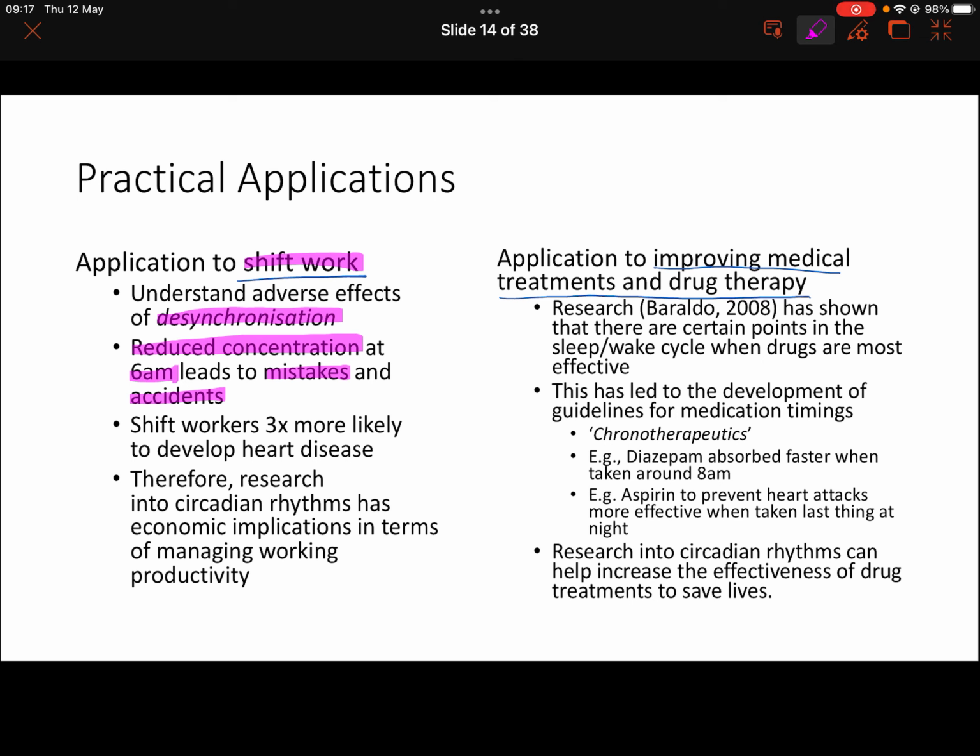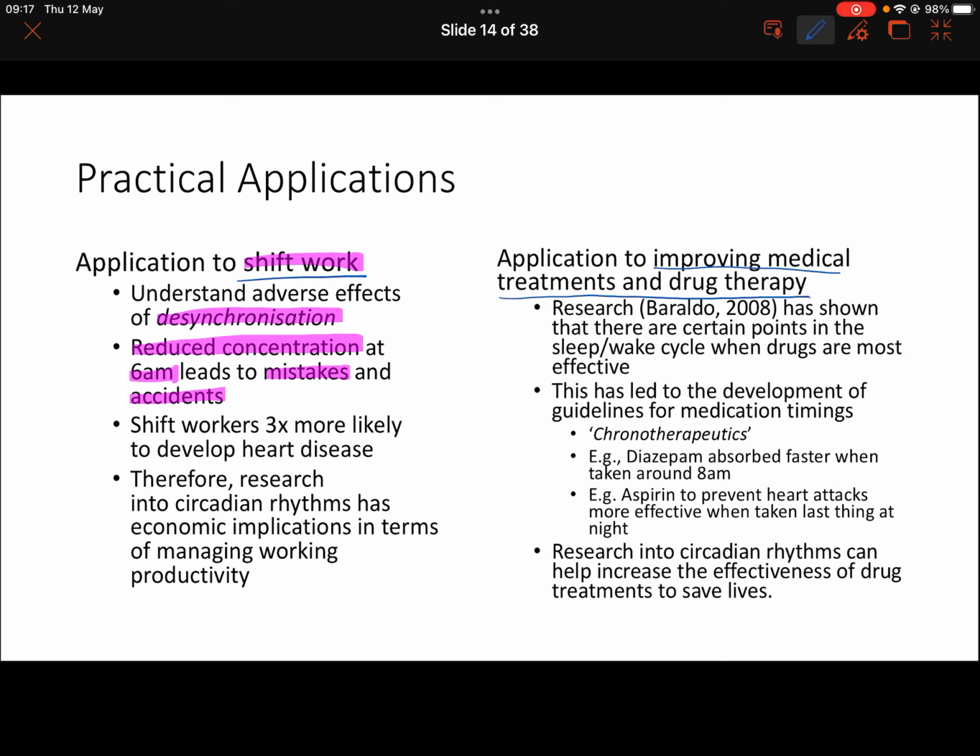There's really interesting research looking at when the clocks change, when we go to daylight savings and back again. On the night where we lose an hour of sleep because the clocks go forward, there are far more accidents in the early morning following that clock change than at any other time of the year because of that sleep deprivation, because of the effects of this desynchronization.